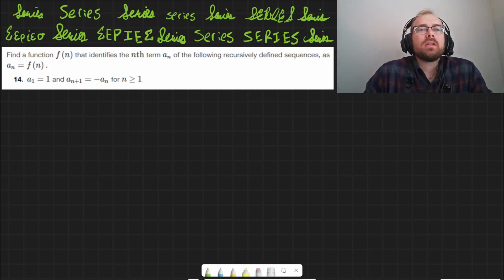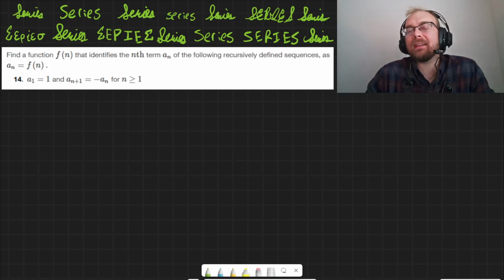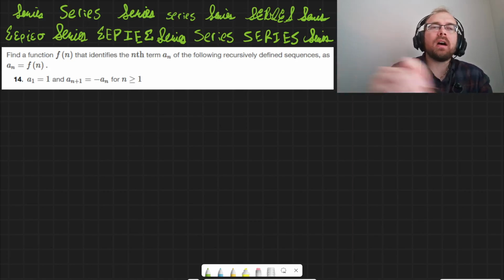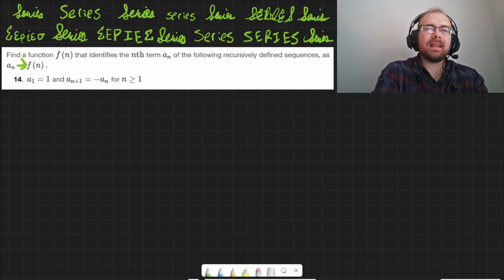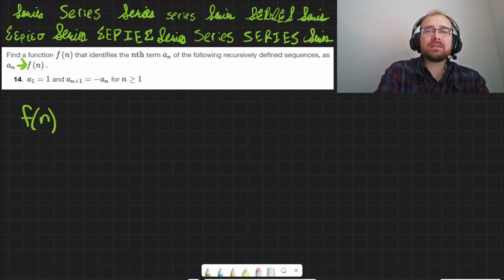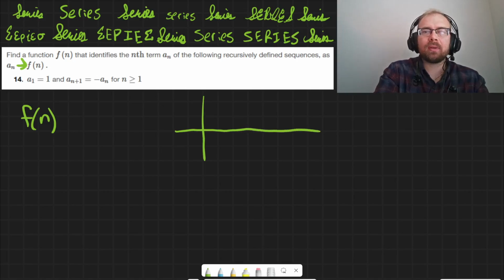Okay, so if we're finding a function that identifies the nth term, a sub n, we're basically doing the same thing as just finding the explicit formula. We're just calling it f of n instead of a sub n. So not really that big of a difference here. It's just that a sub n is now going to be called f of n, so that's really the only change. We're going to just do what we normally do. As far as figuring out what this first one is, normally the first one in a set is not too bad, and I think this one will probably be the case.